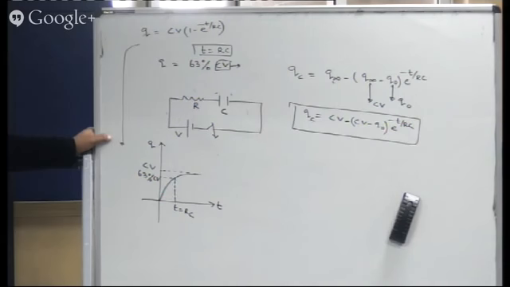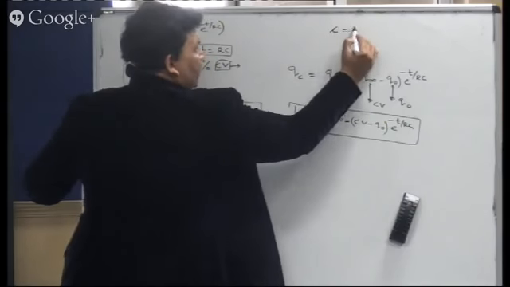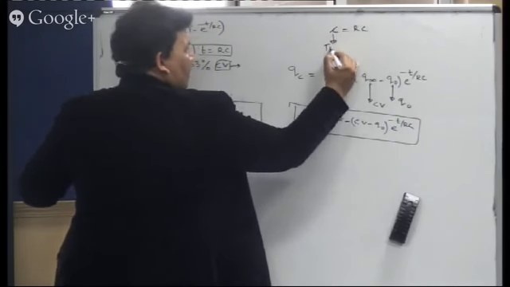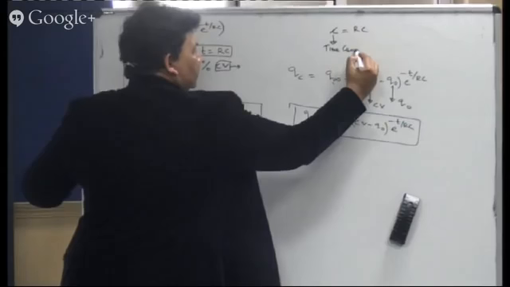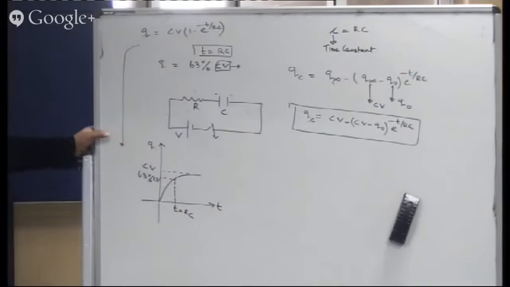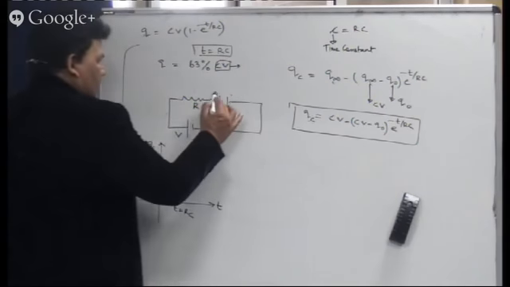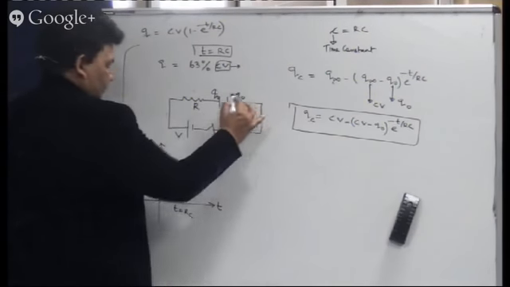This RC, girls, is called the time constant. So if somebody says tau is called the time constant, this RC is called tau. It's written like this, right? This is RC. This is called the time constant. If somebody asks what you mean by time constant, it actually means the time in which this circuit will grow up to 63%. Perfect.